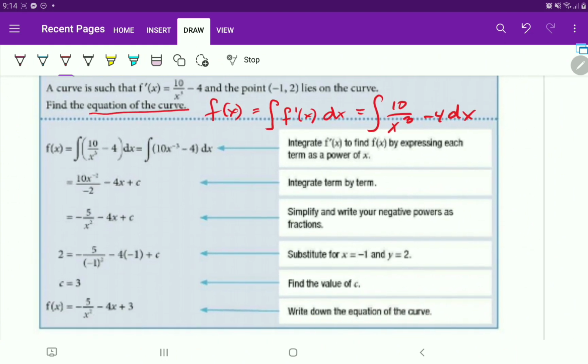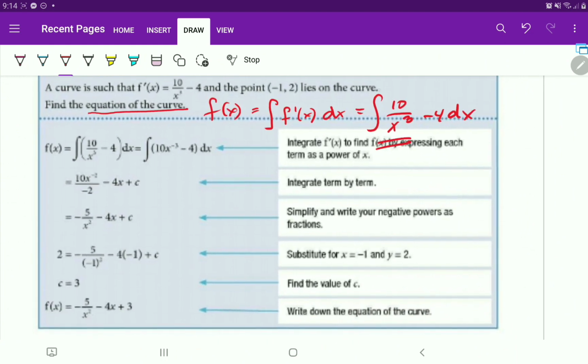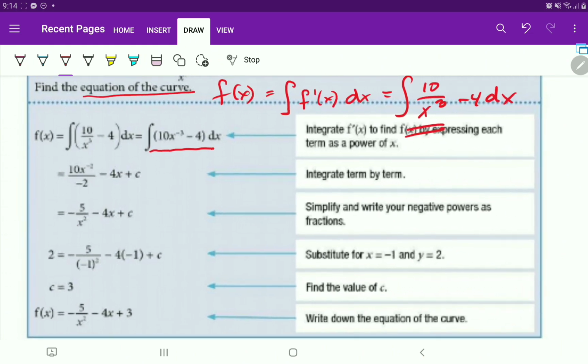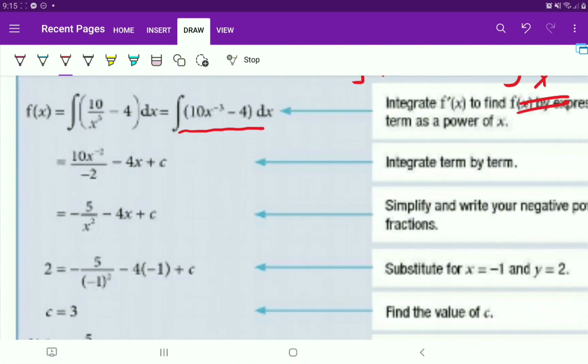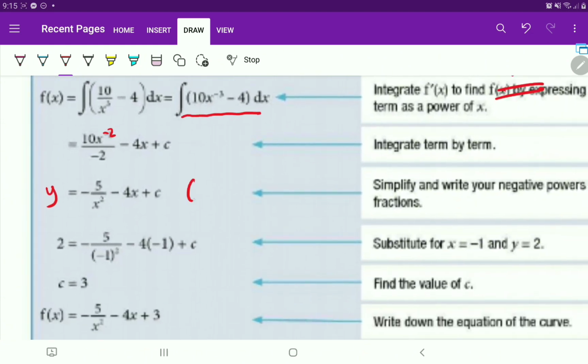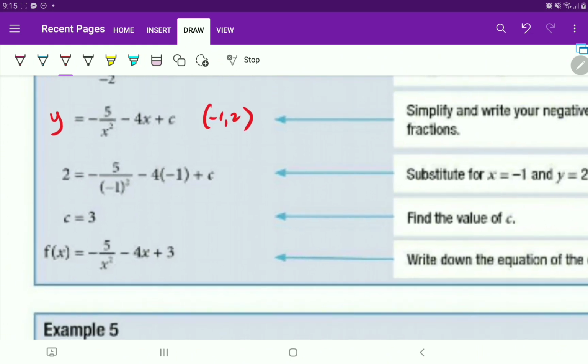All right, so this one, again, you see a fraction here, so you need to rewrite. When you rewrite it, that's going to be 10x to the -3. And then now we are ready to integrate. So this is 10x to the -2 over -2, minus 4x plus c. So now that is your y. So you need to solve for the c by substituting (-1, 2), because the curve passes through (-1, 2). So now you can solve for the c, which is equal to 3, then rewrite the answer.